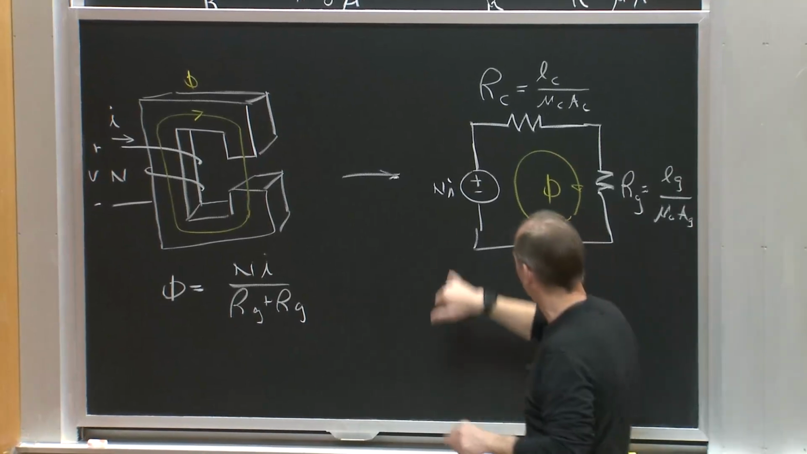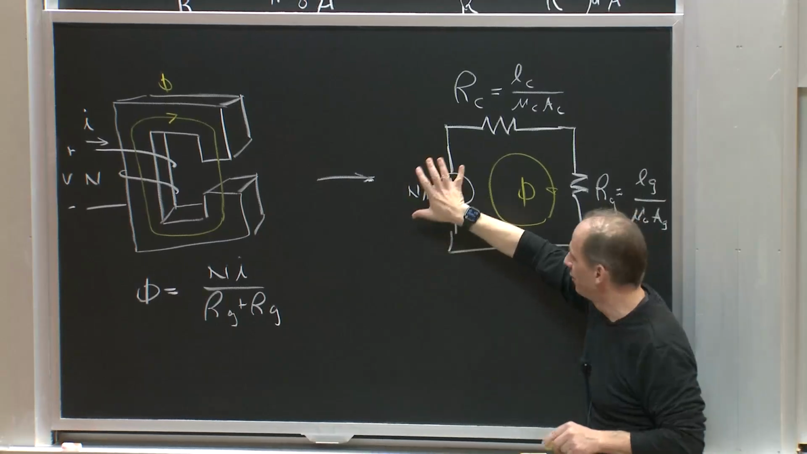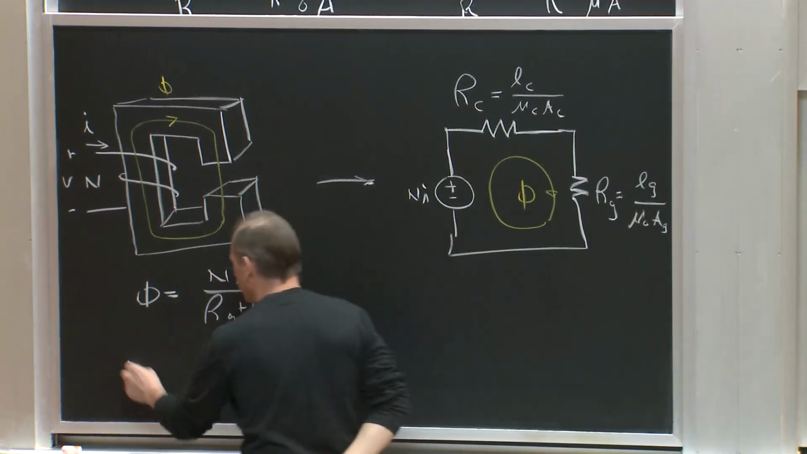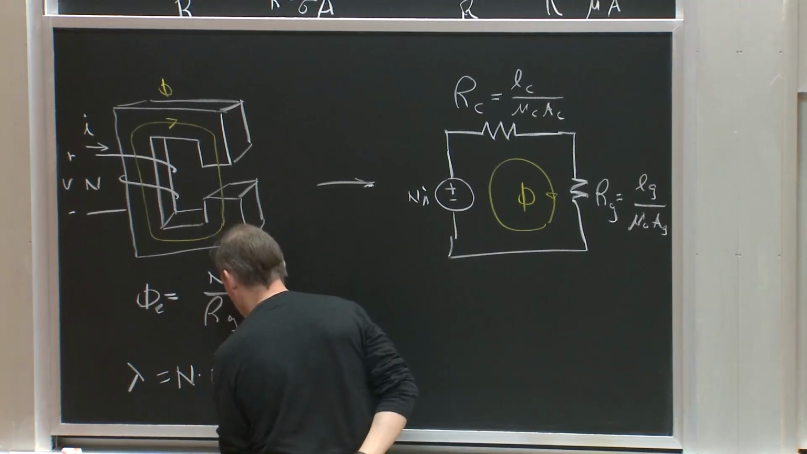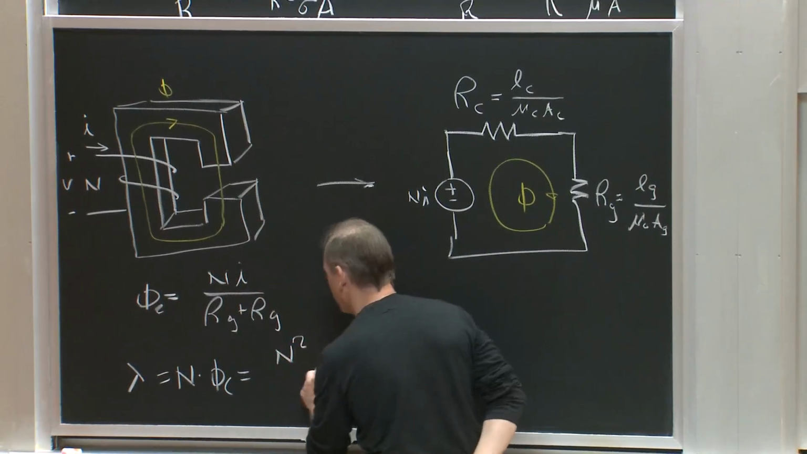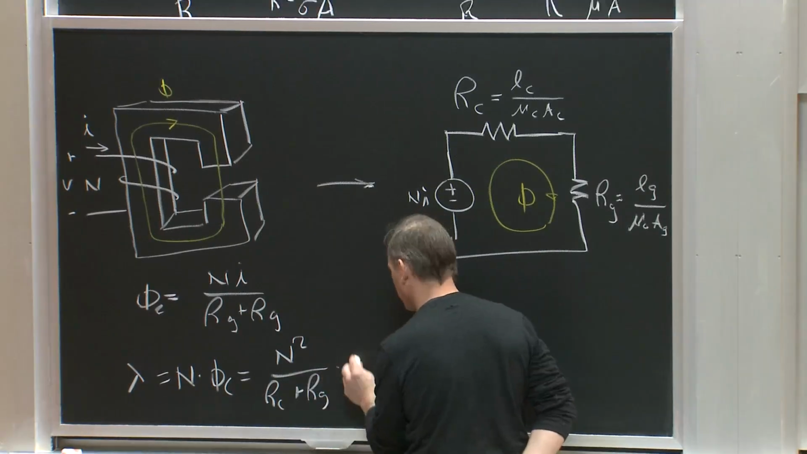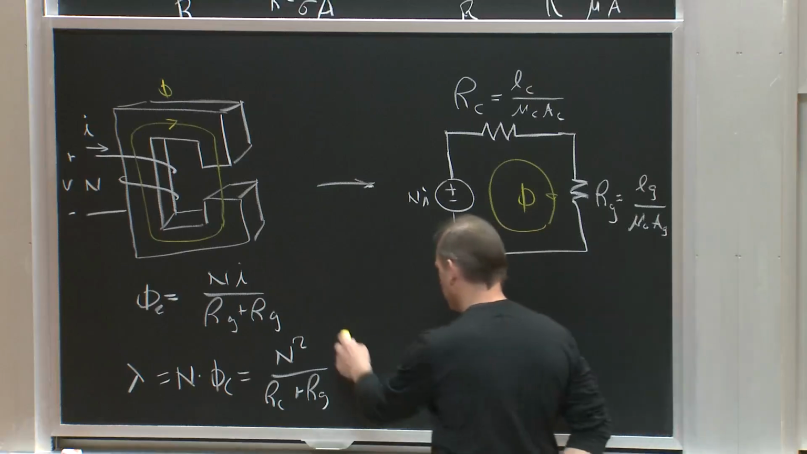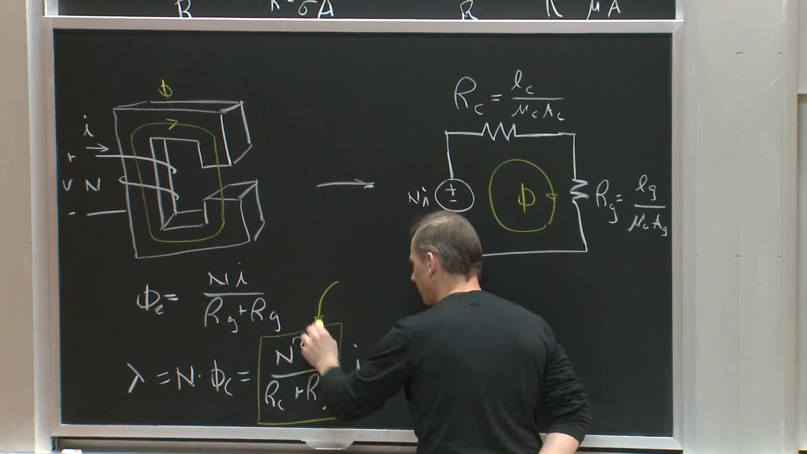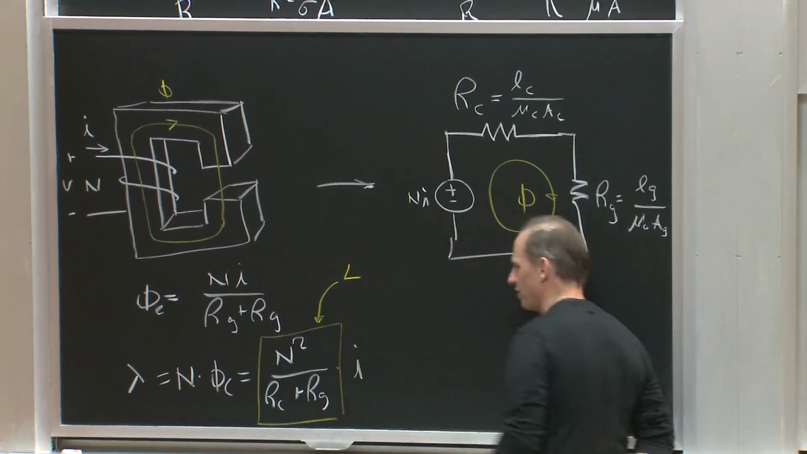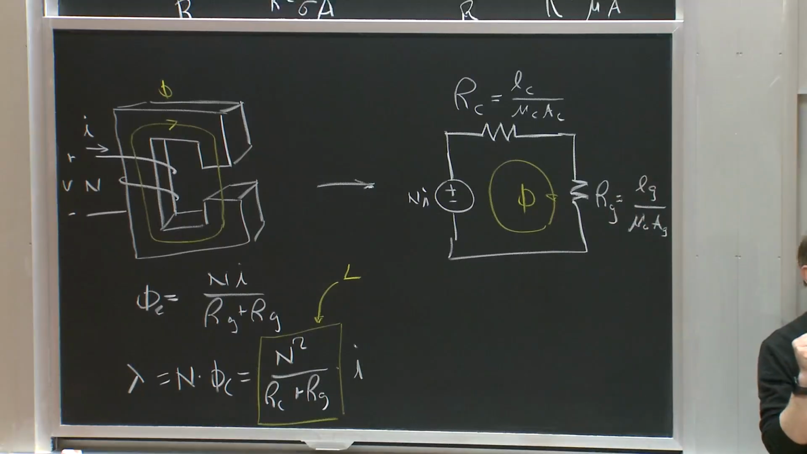And then we can say lambda is the flux linkage of this MMF source. So lambda, if I call that phi core, is just equal to N times phi core, which makes it N squared over the reluctance of the core plus the reluctance of the gap times the current. And this proportionality factor is just the inductance L. So I can immediately, from this structure, get the inductance.